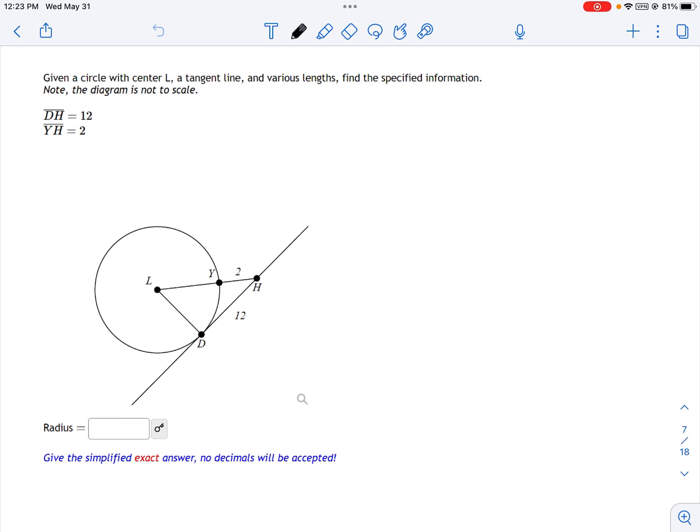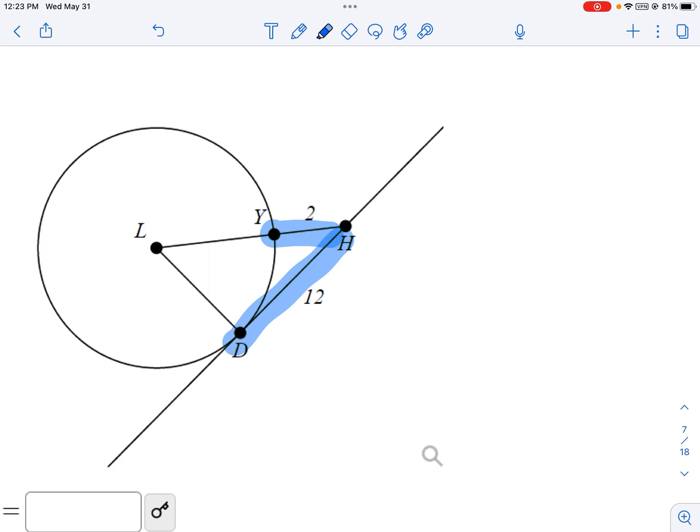So we're told that D to H is 12, we can see that in our diagram there, and Y to H, that little section there, is 2. So what we're given, we can see on the diagram. Now keep in mind it said that we had a tangent line to the circle, which is going to be that line right there in yellow.